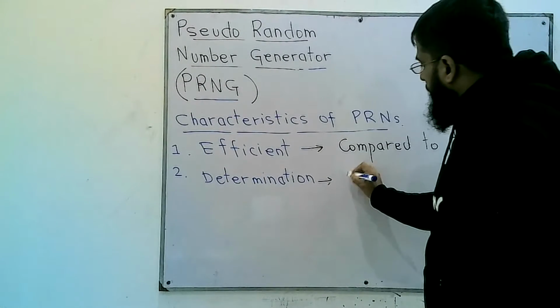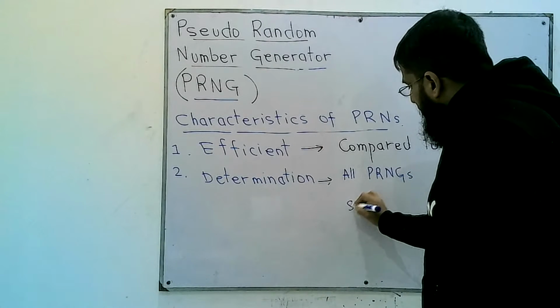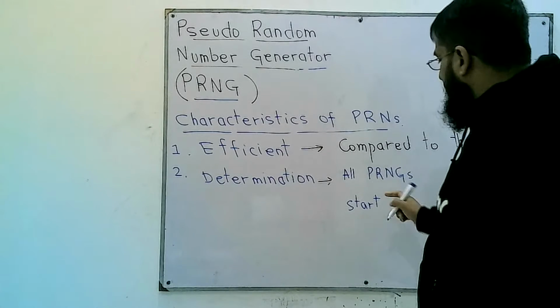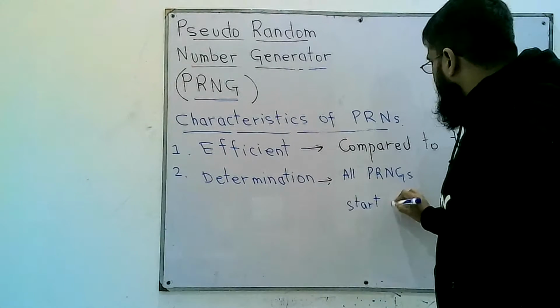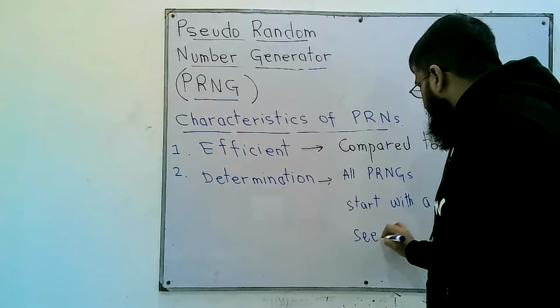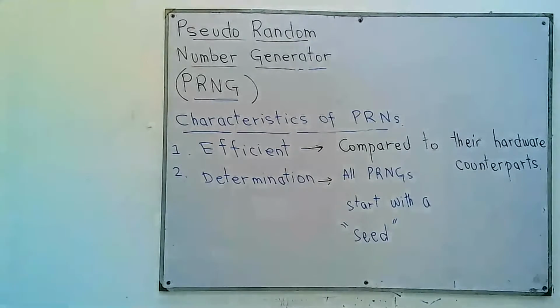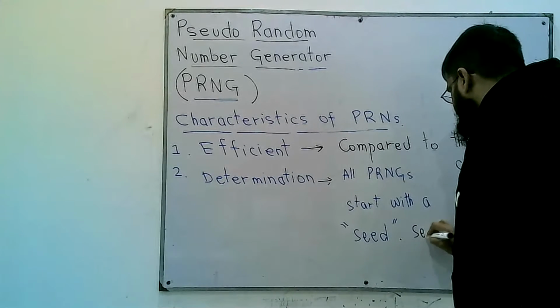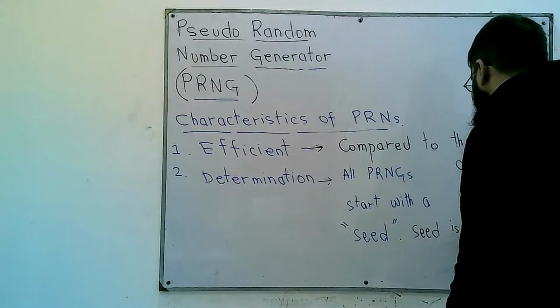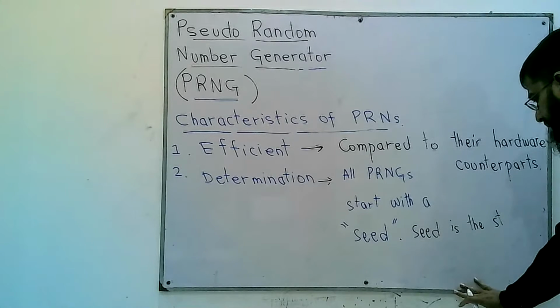मतलब ये कि all PRNGs in this world, since they are computer programs, they start with a starting point, and we assign their starting point a name that is seed. So all PRNGs start with a seed. Seed means the starting point. So if we somehow know the seed, of course we can determine what's the sequence of random numbers they are going to generate next.